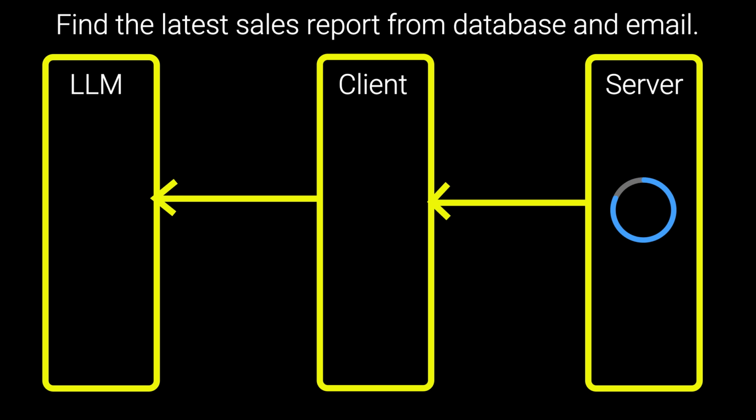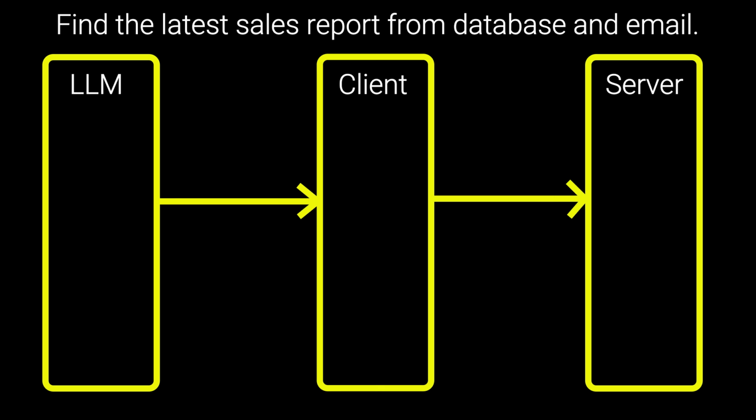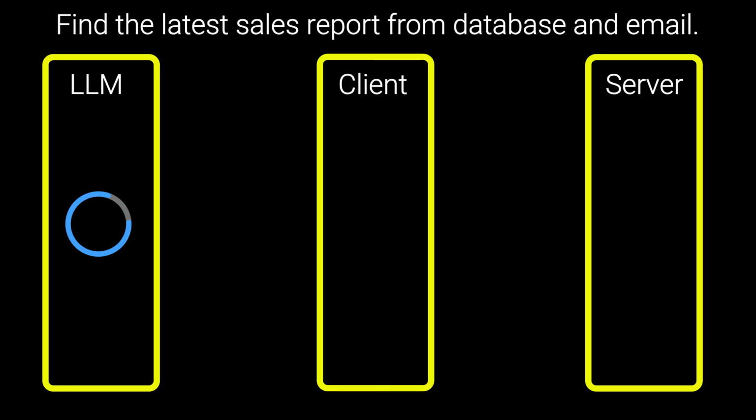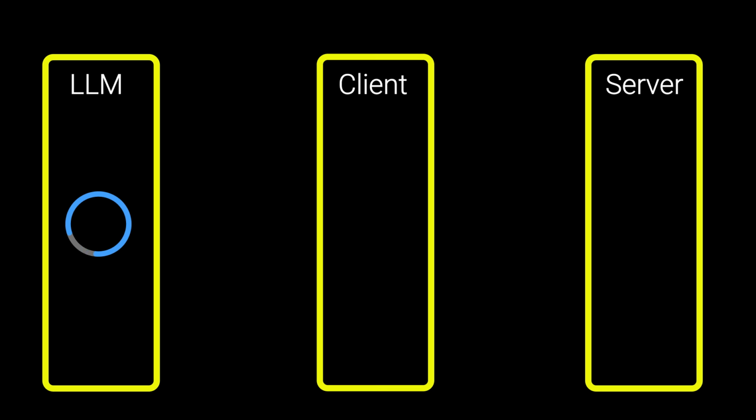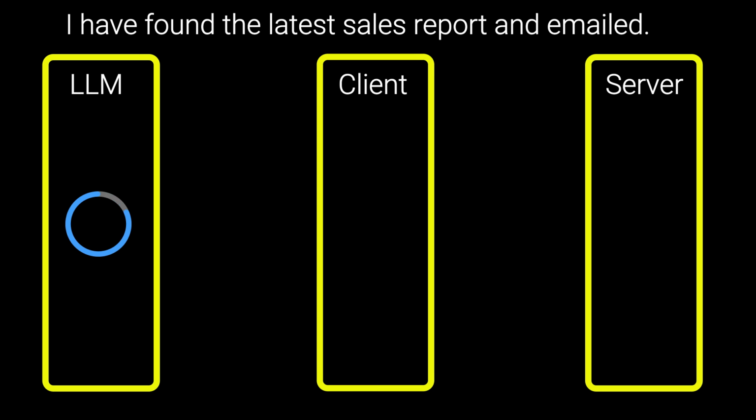Now the fourth step. Now equipped with the report data, the LLM calls the email sender tool, providing the manager's email address and the report content. After the email is sent, the MCP server confirms the action was completed. And the final step is the confirmation. The LLM provides a final response to you. I have found the latest sales report and emailed it to your manager.